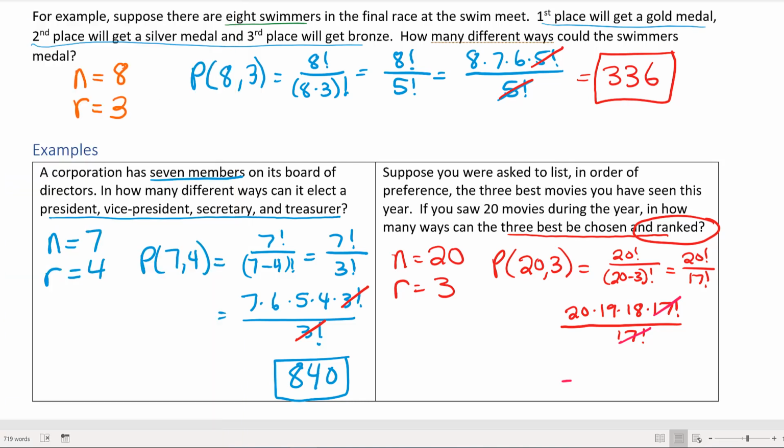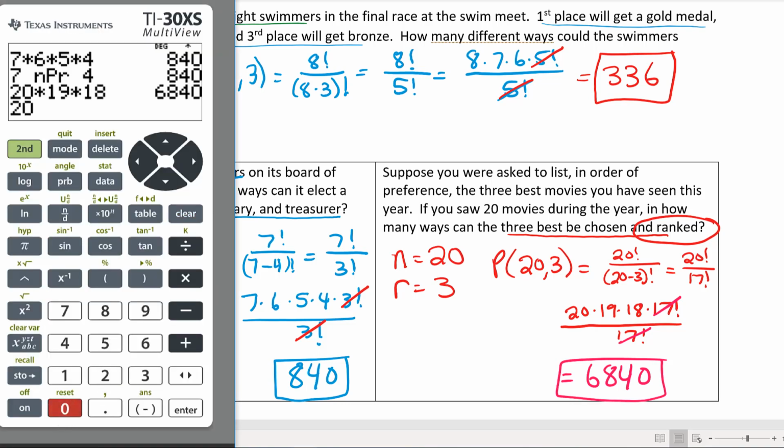which gets us 6,840. You could also type in your calculator 20 permutation 3, and you'll still get the same answer.